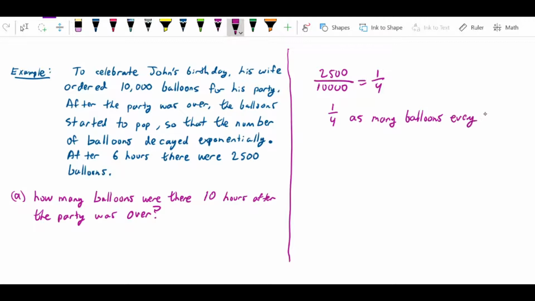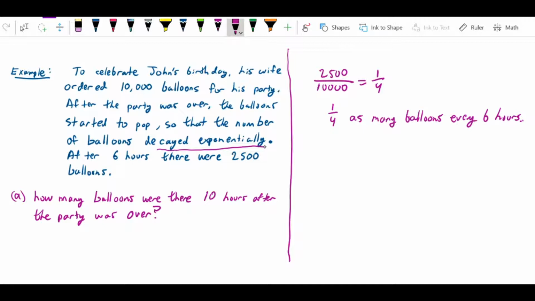So what we can say is that there are 1/4 as many balloons every 6 hours. Now, how do I know it's every 6 hours rather than just after the first 6 hours? The answer is in this phrase, that decayed exponentially. Recall that was the definition of exponential growth or decay, that every some period of time we multiply the amount of something that we have by the same amount. So the fact that in the first 6 hours we multiplied the original amount of balloons by 1/4 means that every 6 hours we're going to multiply it by 1/4.